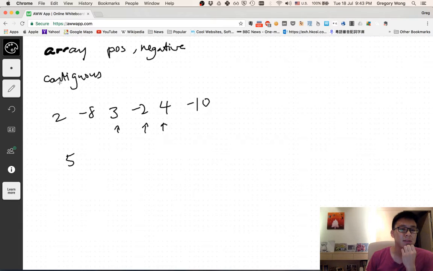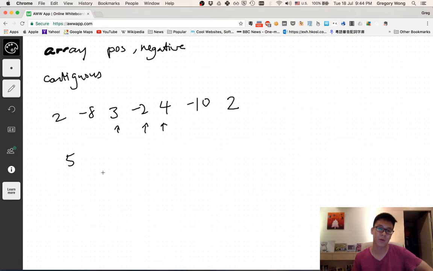Wait, you said continuous or contiguous? I think they mean the same thing. So the definition is they have to be next to each other, I guess. That's a simple way of understanding, right? Yes. So can these numbers be repeated? So could I have something like say 2 here as well? Yes.